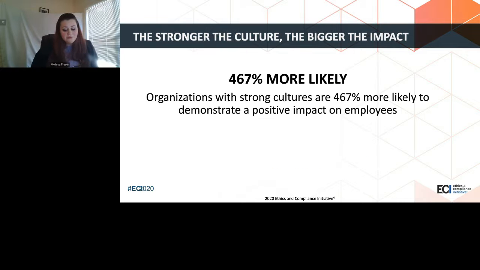So as we just saw, the higher the E&C program quality, the stronger the organization's culture. The GBES results also indicated that the stronger your culture, the bigger your impact, meaning organizations with strong cultures are 467% more likely to demonstrate a positive impact on employees than organizations with weak-leaning cultures. This impact includes employees recognizing and adhering to organizational values, feeling prepared to handle key risks, reporting suspected wrongdoing, and reduced levels of misconduct overall. So what does this mean? In brief, high-quality E&C programs are important to an organization. The GBES data indicated that with HQPs, organizations have a stronger culture. A stronger culture has a positive impact on employees, which reduces overall observations of misconduct.